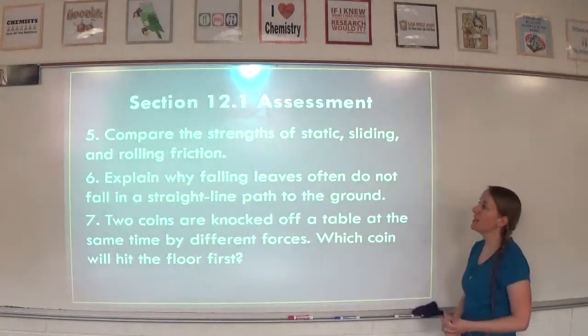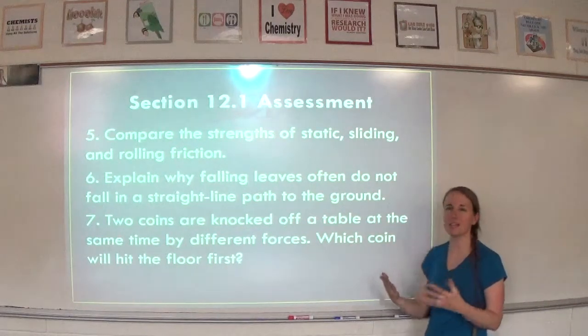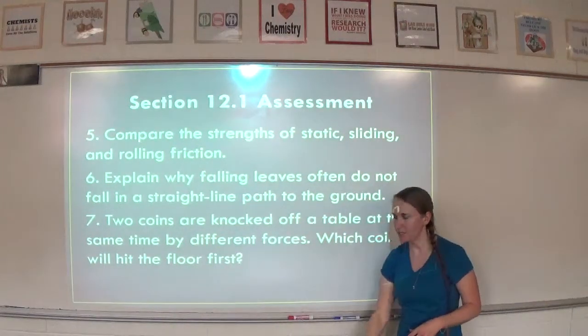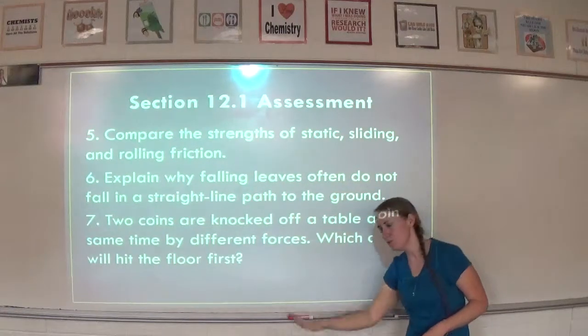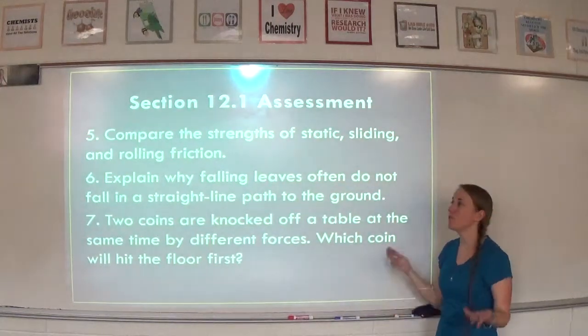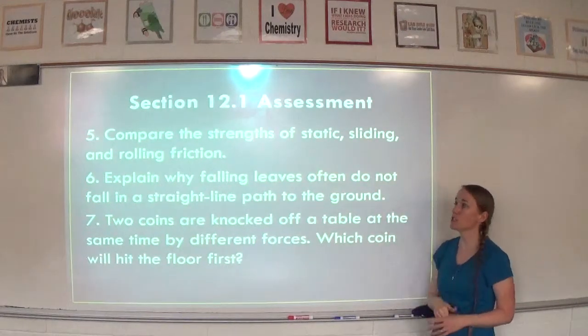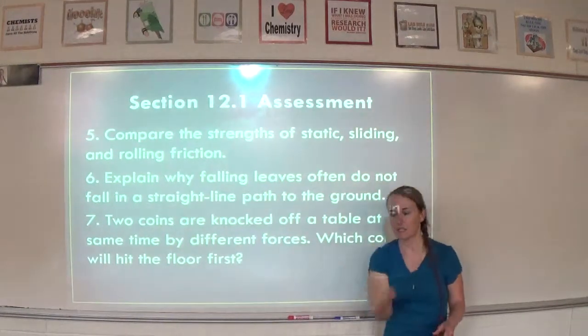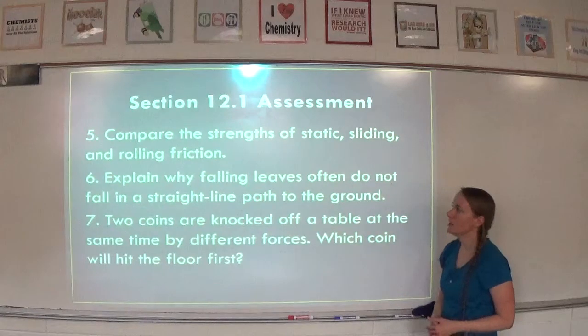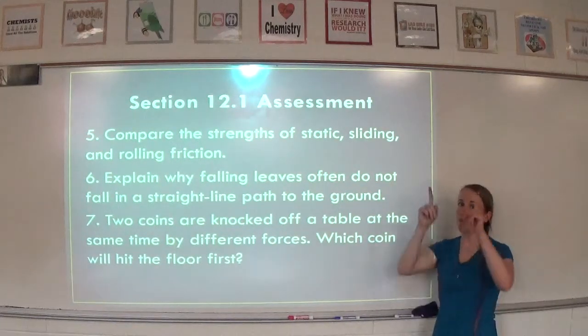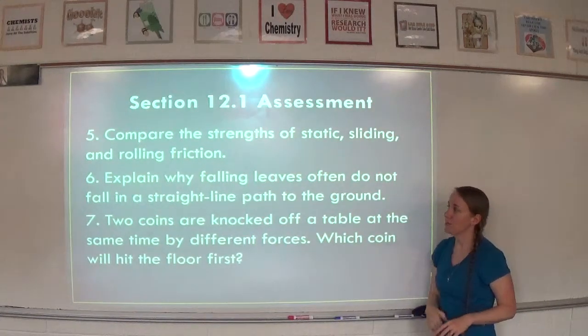Number 6. Explain why falling leaves often do not fall in a straight line path. Think about a leaf falling. It doesn't just fall straight down; it goes back and forth. What's causing that is fluid friction or air resistance. You can put either for that one. The air resistance is trying to keep it up, but gravity is pulling it down.